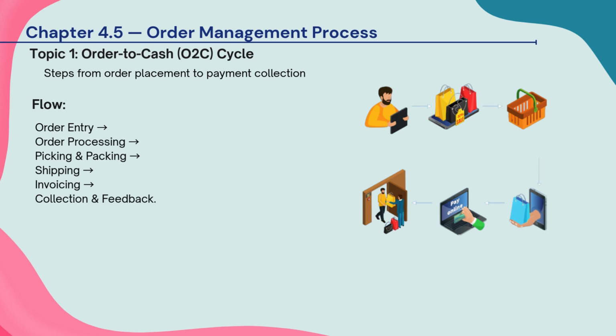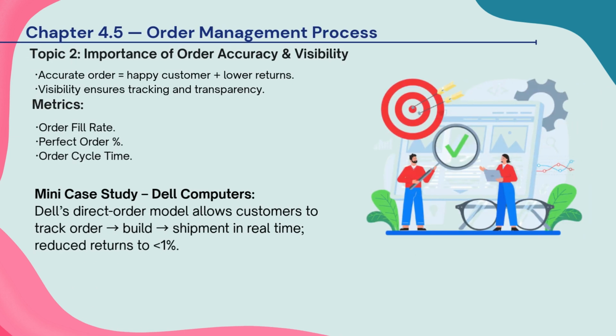This slide explains why order accuracy and visibility are critical in order management. If the order is correct, customers stay happy and returns reduce. Visibility means customers and internal teams can track the order in real time, which builds trust and transparency. We measure this using order fill rate, perfect order percentage, and order cycle time. Dell is a good example. Their real-time order tracking reduced returns to less than 1%.